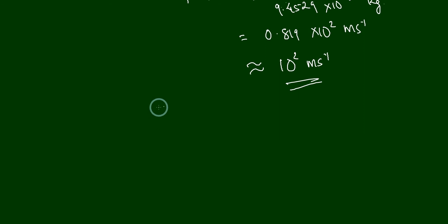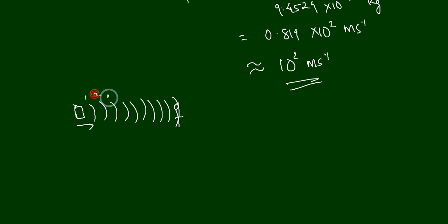You are standing here, and the source is moving towards you. This is the engine, and when the engine is moving towards you, what is actually happening? It is producing sound waves. The sound wave is like this. So how many are there? 1 2 3 4 5 6 7 8 9 10. So the engine is producing the sound.